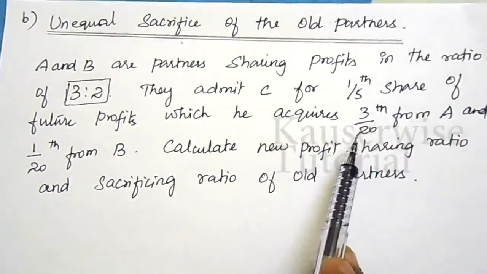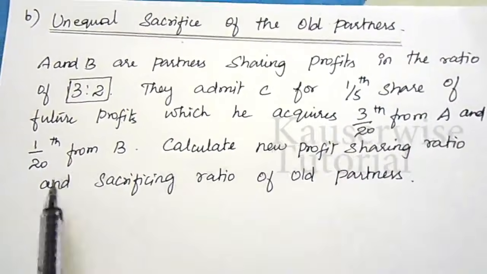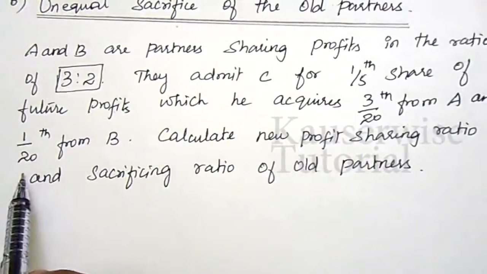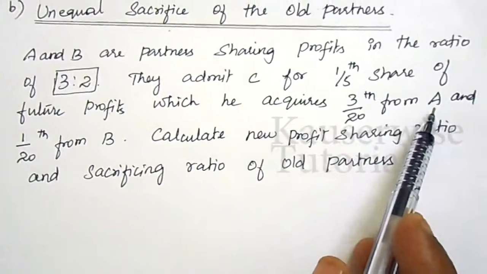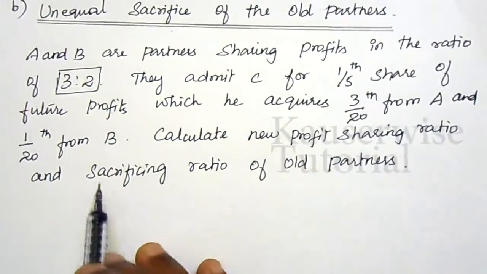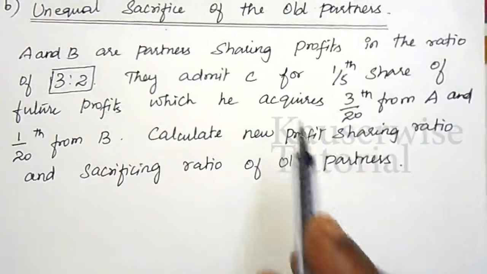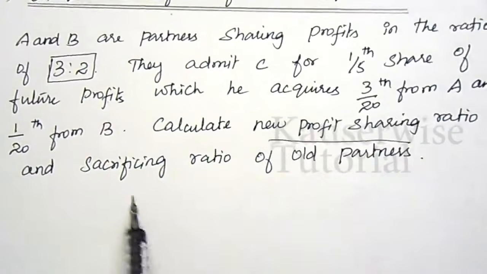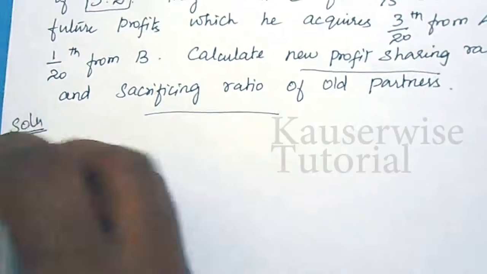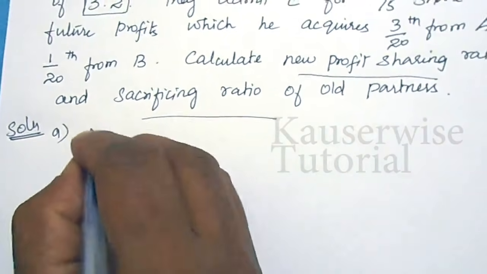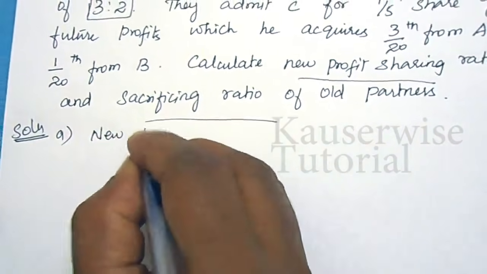So he acquires 1/5 from A and B. From A he acquires 3 by 20. From B he acquires 1 by 20. So this is the unequal sacrifice made by old partners, that is A and B. With this information, they ask you to calculate new profit sharing ratio and sacrificing ratio. Let us see the solution. First one, calculation of new profit sharing ratio.